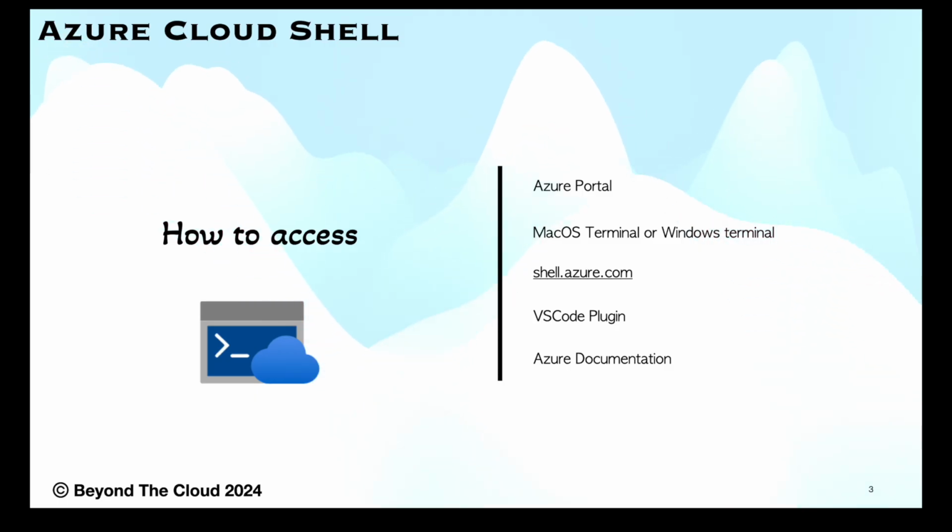So in this tutorial, I have covered these 5 ways to use Azure Cloud Shell in your environment, or how to access it, and this is very handy. I hope you now know how to access Cloud Shell from various places: from the Azure portal, from the terminal, shell.azure.com, VS Code, and from the documentation itself.